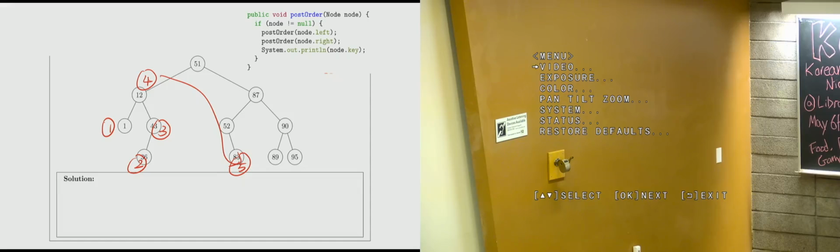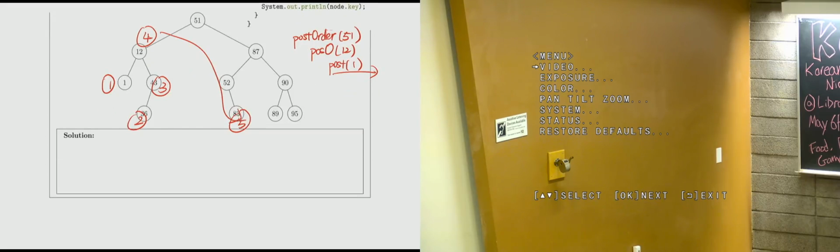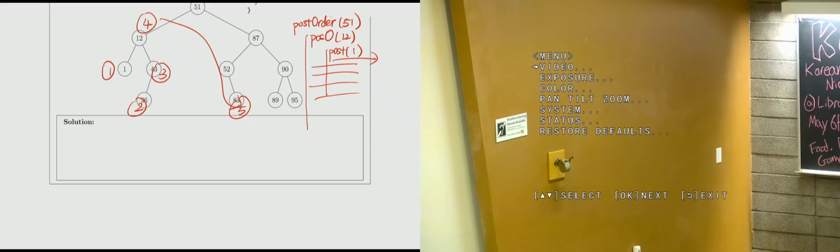Because if I'm at post-order 51, I will also call post-order 12, right? And then within the 12, I will call post 1. And the 1 is the base case, so I print out 1 first. So after I visit every single left branch, like here, I need to step to the right, because this is only the left. I need to also step to the right.